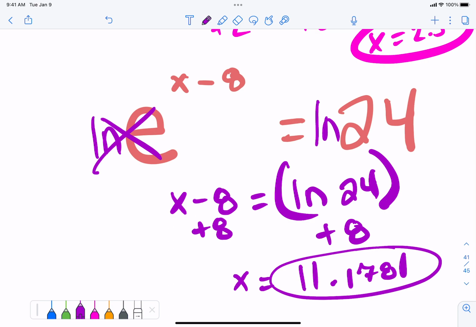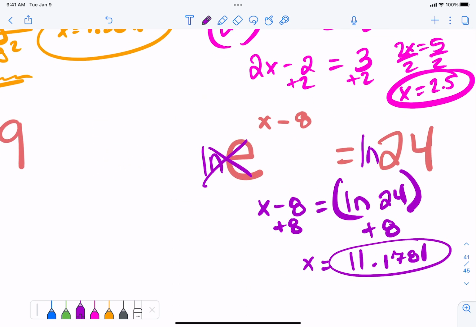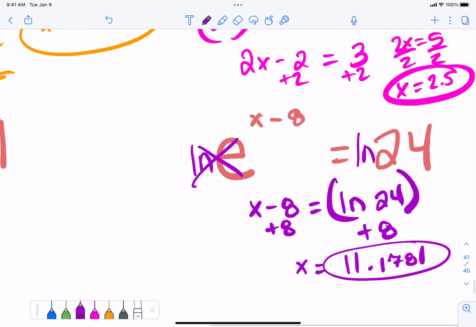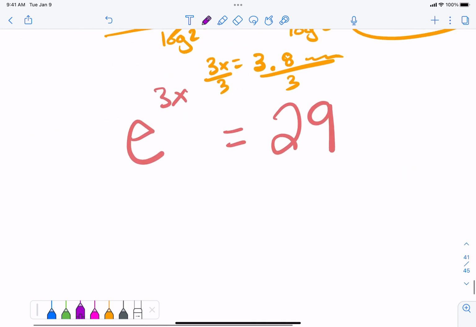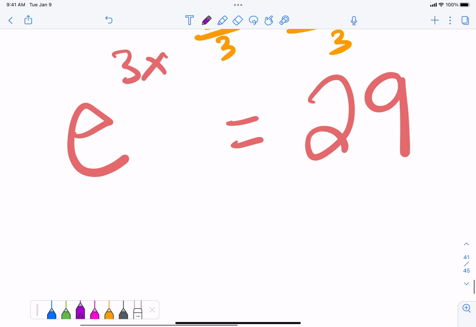It's perfectly correct. Okay, here's another one that's similar to that. Think about it. Do this one: e to the 3x equals 29. Do that one quick. See what you get. Same process.